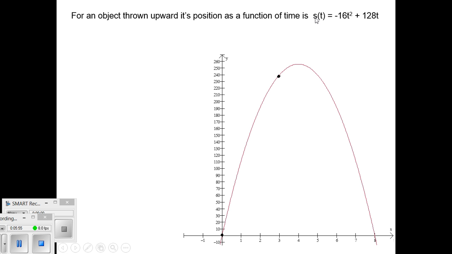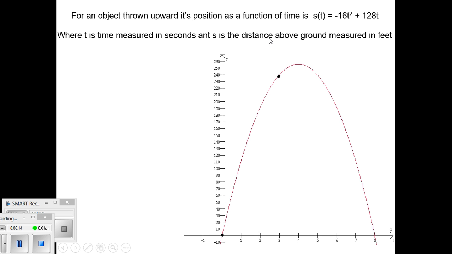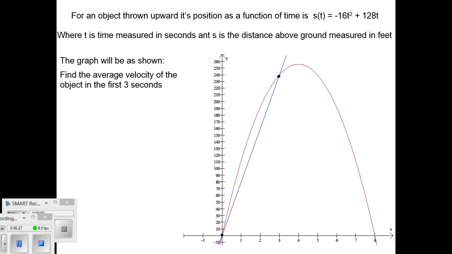Again, we're just using a different function notation, S of t rather than f of x, just because the independent variable in this case, t, is time. So that's just a formula. As we said here, t is measured in seconds, s is the distance above the ground, and there's the graph of that. What it's asking us to do is find the average velocity of the object in the first 3 seconds.